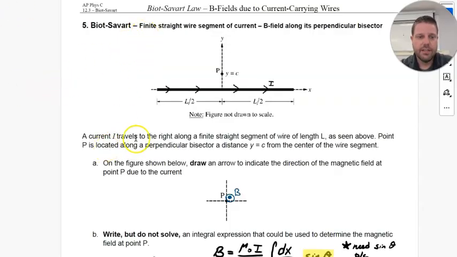In this case, you can see that it's a finite wire, right? So this has a clear beginning and end, and then there's a point P that's along a perpendicular bisector. You can see it's L over 2 and L over 2. And so in this case, then, we can still use the curl to get the direction of the magnetic field, right? Which is going to be the direction like this. So it's going to be coming out of the page.